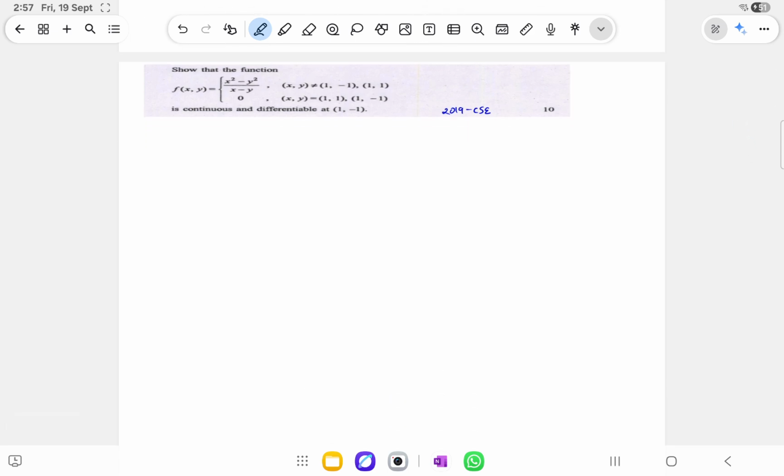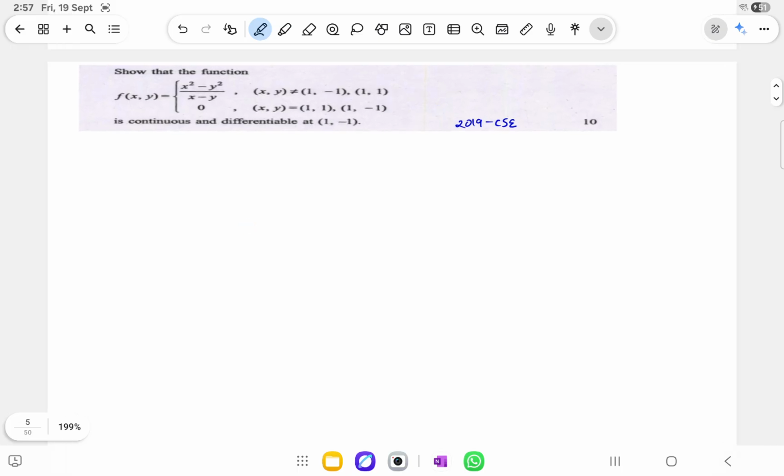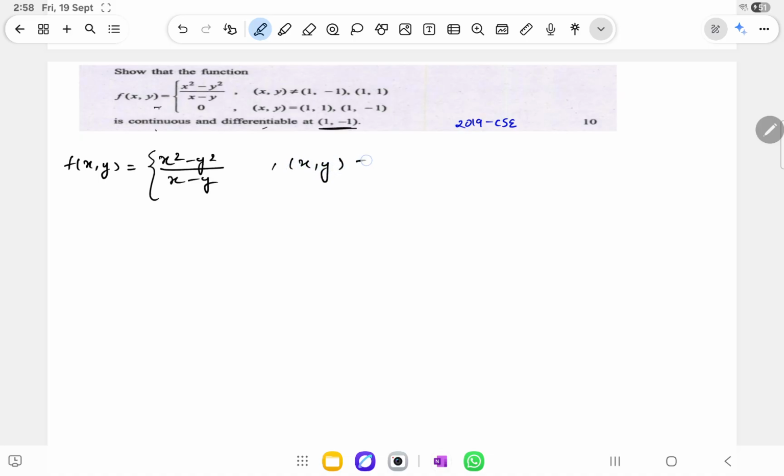The next question says: show that the function is continuous and differentiable at (1, -1). The function f(x, y) is given to me as (x square minus y square) divided by (x minus y) when (x, y) is not equal to (1, -1) or (1, 1), and it is 0 when (x, y) is equal to (1, 1) or (1, -1).